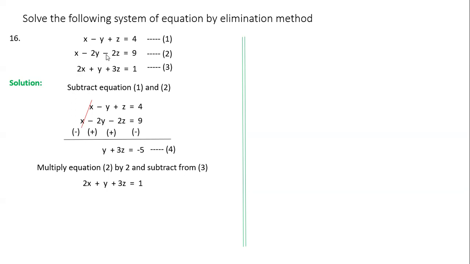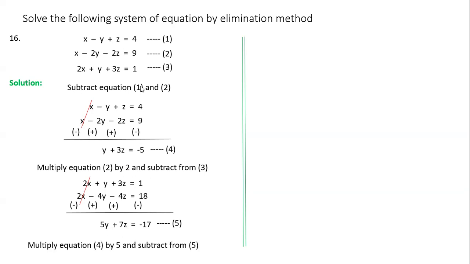And the second equation, when I multiply with 2, becomes 2x minus 4y minus 4z is equal to 18. I'm going to subtract it: minus, plus, plus, minus. This cancels. Plus 4 plus 1 is plus 5y. Plus 4 plus 3 is plus 7z is equal to minus 18 plus 1 is minus 17. This is your fifth equation. Now we will solve the fourth and fifth equations, get the values of y and z and substitute in the first equation.